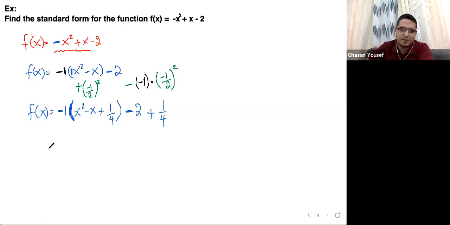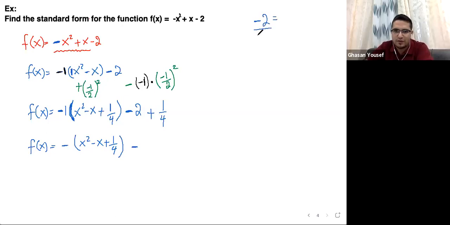Okay, so let me simplify it more. So I get f of x equal minus x squared minus x plus 1/4, minus -2 plus 1/4. This -2 is actually over 1, so we have to multiply by 4 both sides. I will get -8/4 plus 1/4, I will get -7/4.